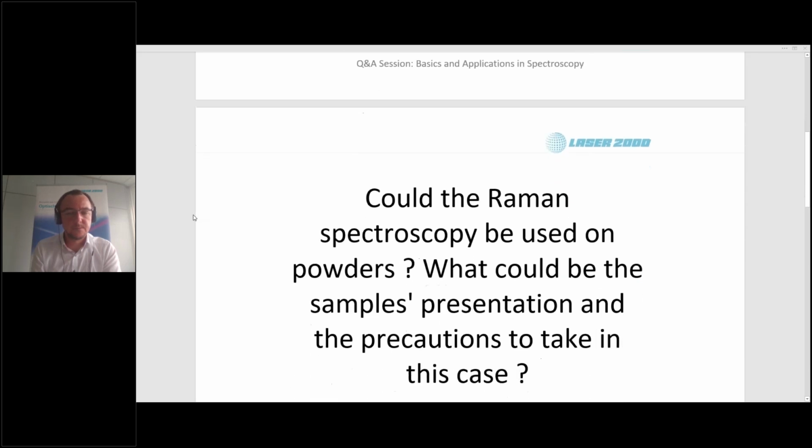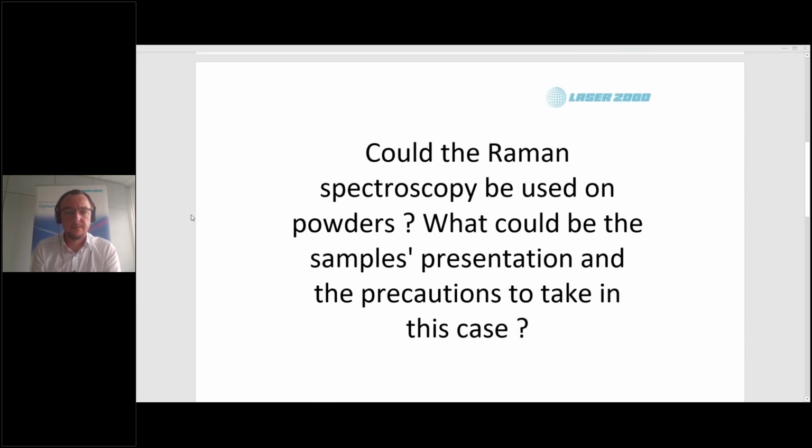Next, please. Could Raman spectroscopy be used on powders? What could be the sample's preparation and the precautions to take in this case? Okay, of course, Raman spectroscopy can be used on powders easily, as you may have seen in one of the samples. You can use a handheld device and just point it at a plastic bag, and get information directly on that.